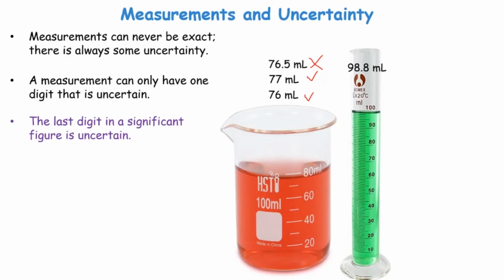So we can estimate as 98.8 milliliters, or someone else may estimate that as 98.7 milliliters. So the last digit is uncertain. Therefore, based on those definitions right here, those are the correct recordings. But if someone read this volume as 98.76, that will be incorrect because we already know the third digit is already estimated. That's for this one. One more.